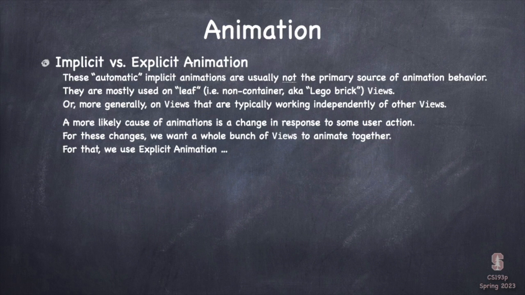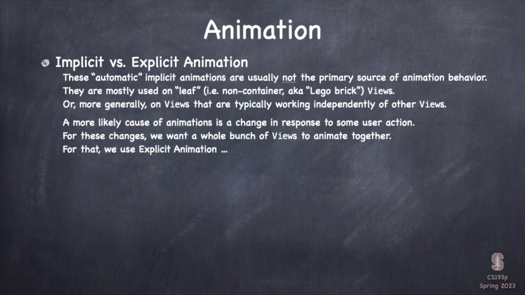Now, the most likely cause of animations in your app is going to be user interaction. The user is going to tap a card. The user is going to hit the shuffle button. That's going to cause a lot of animation to happen. Those are explicit animations. We're almost always going to use explicit animations to react to change.